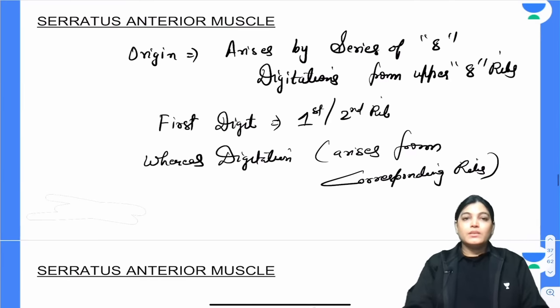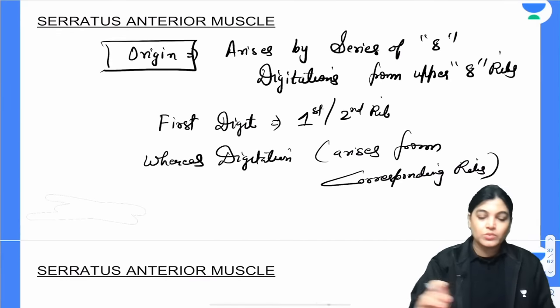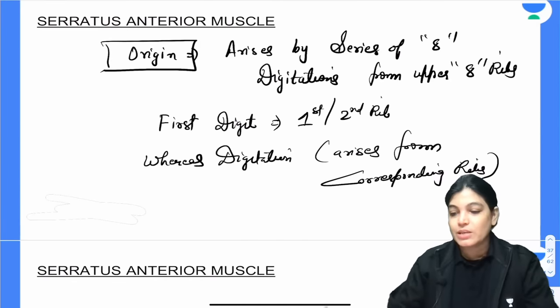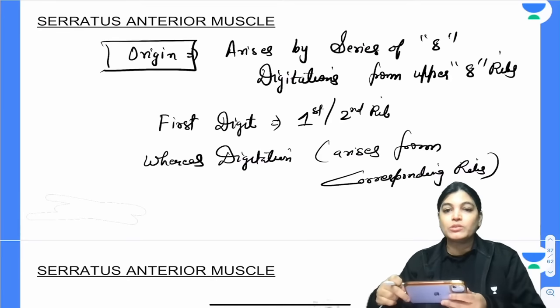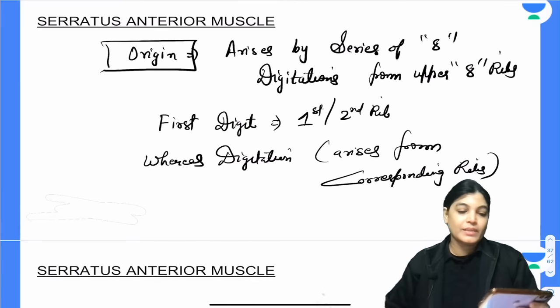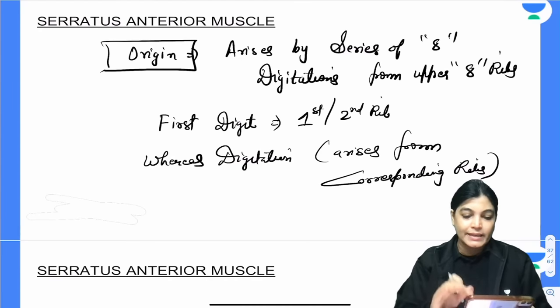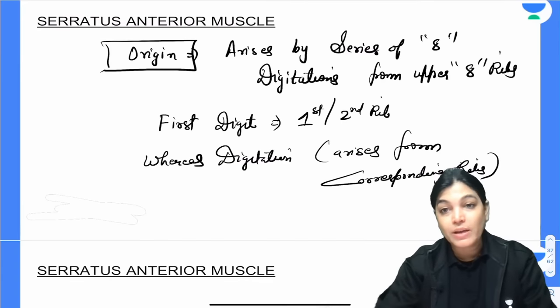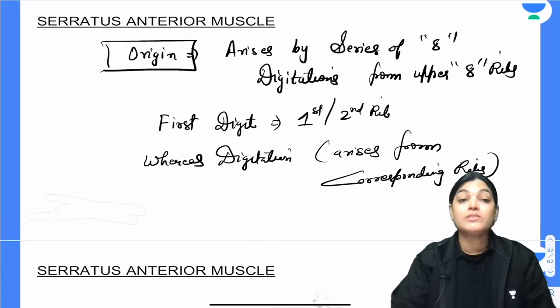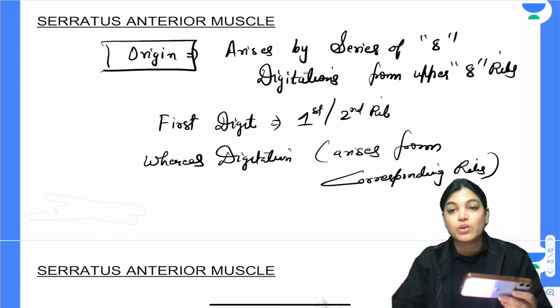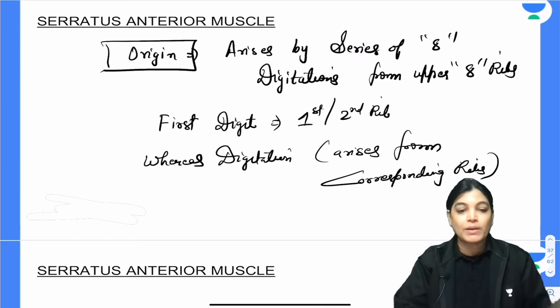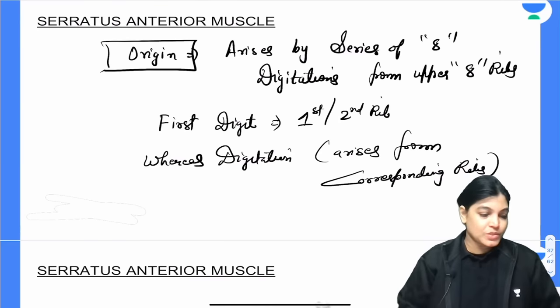Corresponding ribs. So this is about the origin. Let's move on to the insertion. What I told you about the insertion: it inserts onto the costal aspect of the scapula in its medial border. Any doubt, you can write it. So write it.